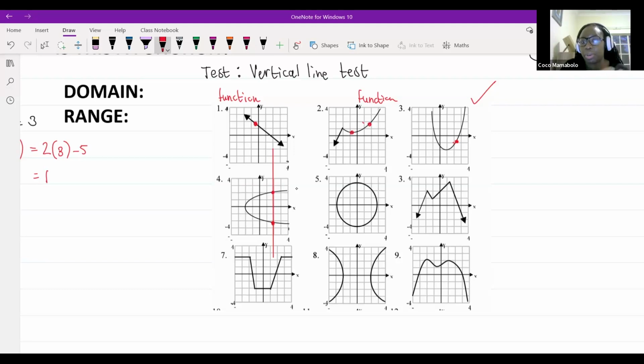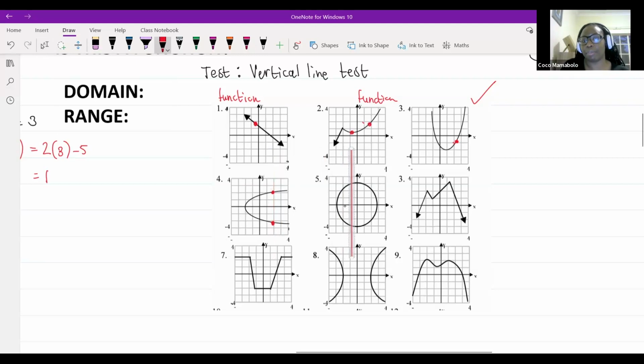I'm trying to get an input and an output. Now I get one input and I get two different values for my output. No, that's not a function. It's not defined as a function. It's called a relation, but we don't learn about relations in grade 10. All right, let's look at that one.